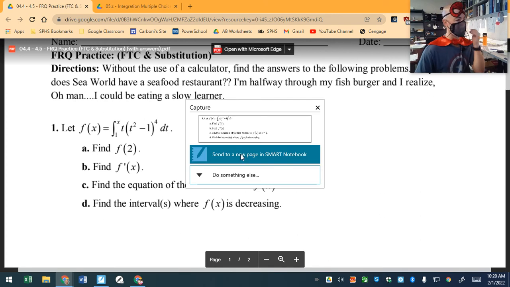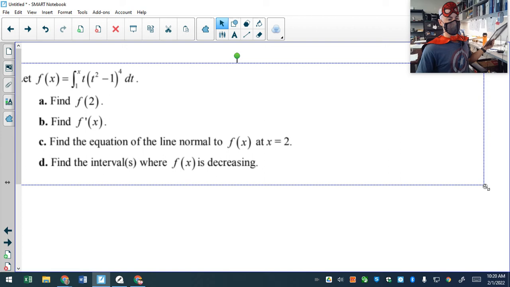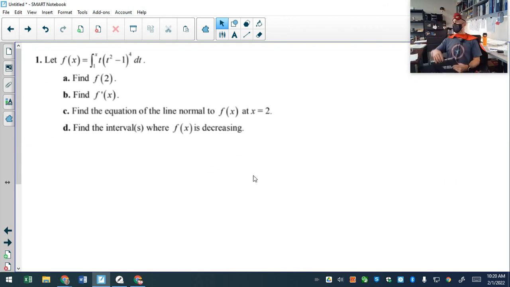So number 1, again, no calculator. And we are having a free response quiz on Friday that will be based on questions similar to this. I may, kind of like the second problem, give you a graph to go with it, kind of like the second question down there. But let's see.